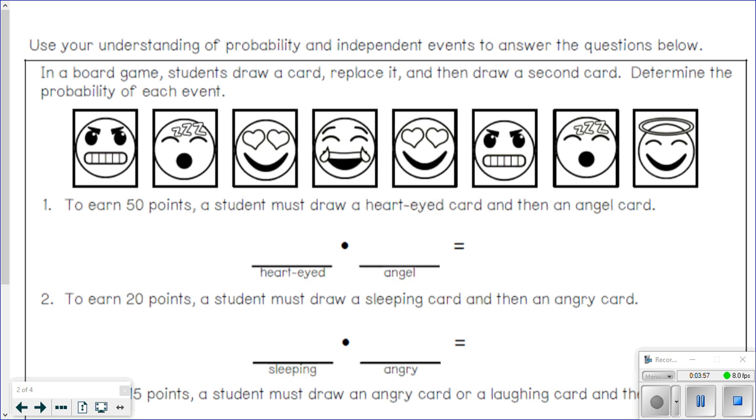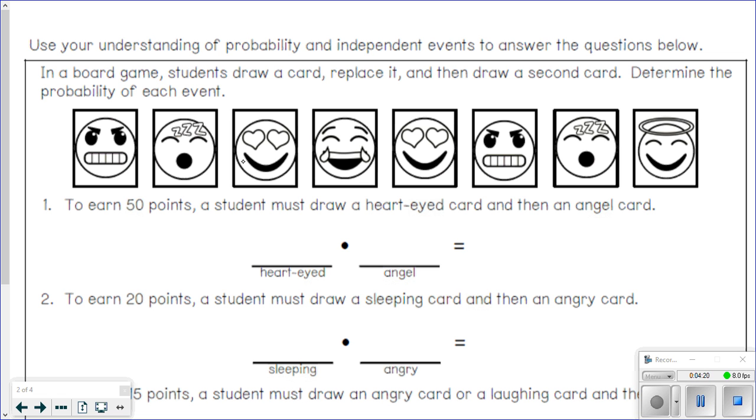So this is independent because you're putting the first one back. If you didn't put the first card back, then that would affect what is available for the second time you go to draw a card. And that's called dependent events, which we'll get to later. But with independent events, you're putting it back in so that the second time you do it, it's not affected by what you did the first time.